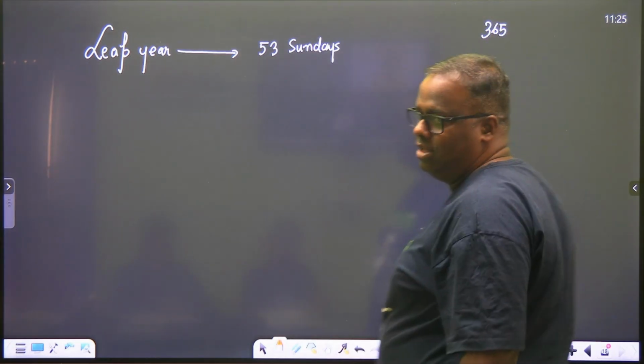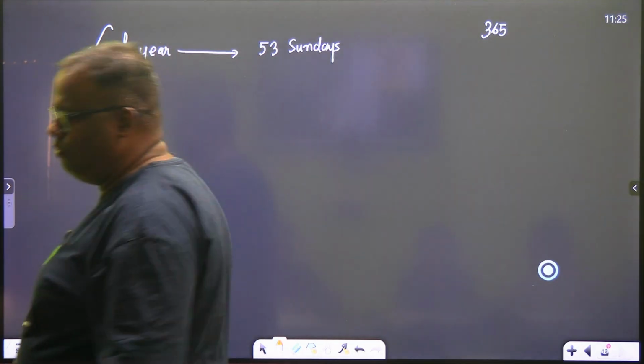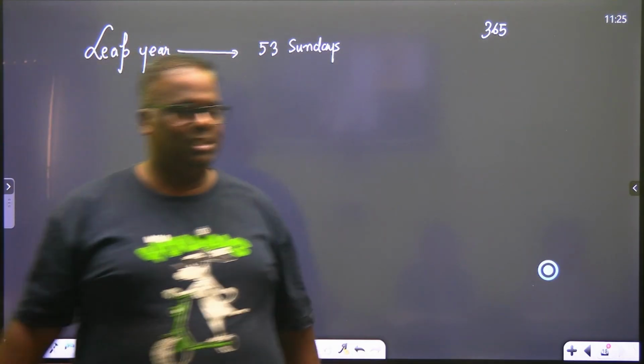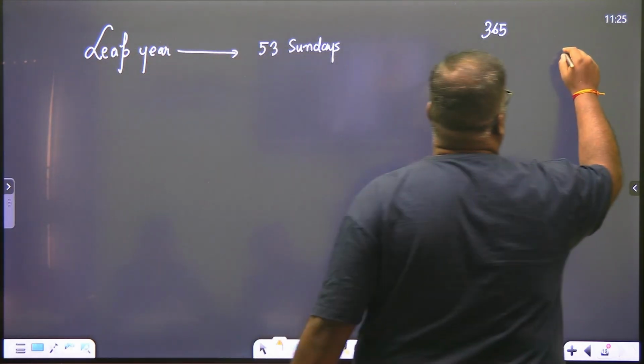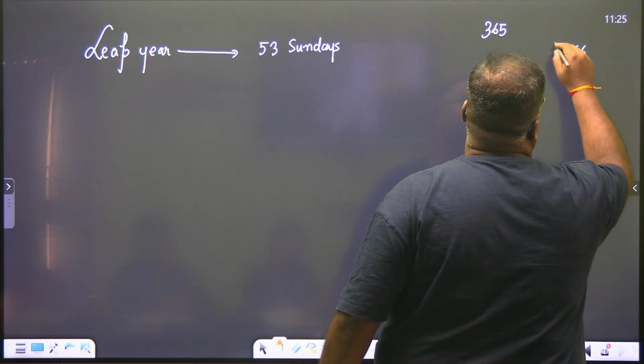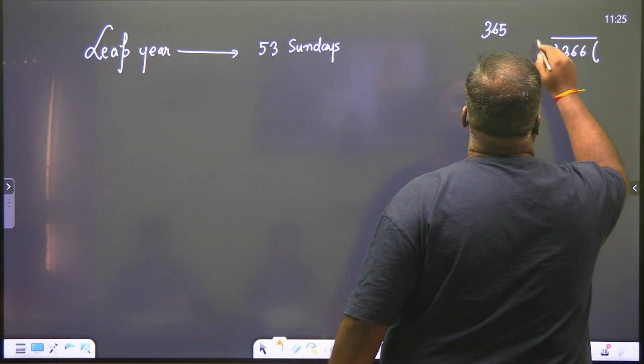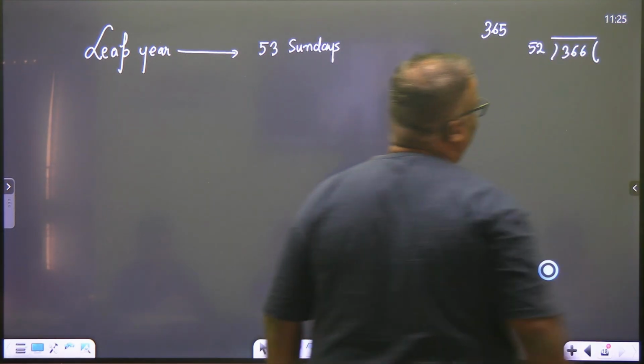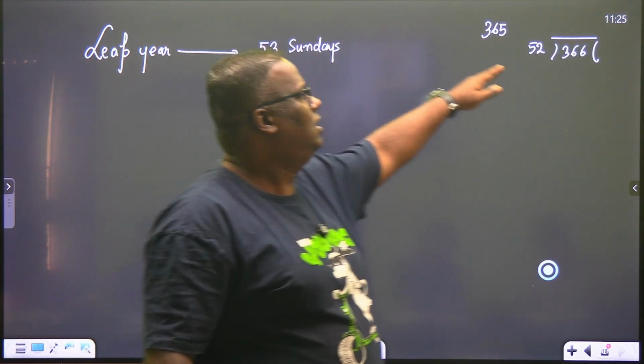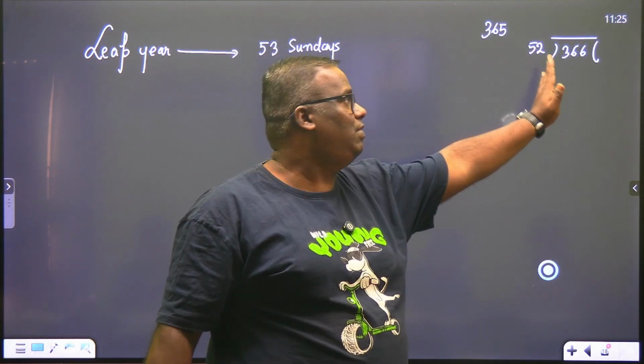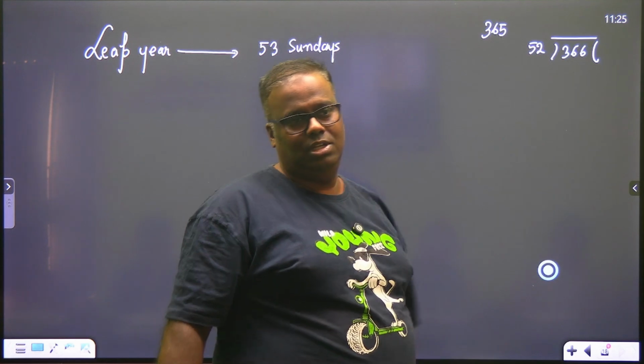365. Okay. Now, if you take a leap year, then the leap year has how many days? 366. Okay, 366, try to divide with 52. Divide करो तो इसको 52 से divide करते हैं. तो 52 6 से करने से कितना? 7, 7 2. Just try to divide.